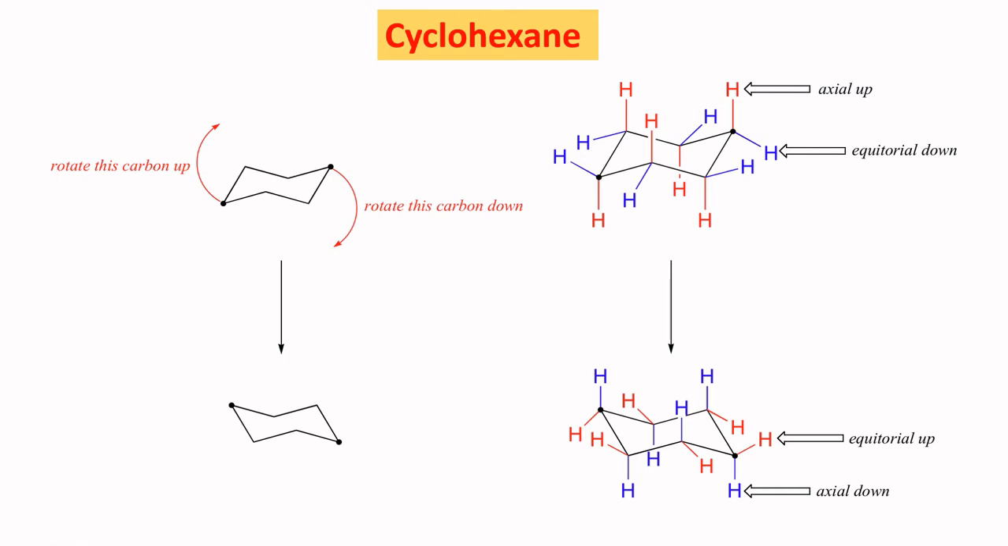And one more thing, it is very important for you to know. Whenever cyclohexane is in chair form, you can see here, this is a chair form. In this chair form, of the two hydrogens present on each carbon atom, one hydrogen goes towards top and another hydrogen goes towards down.